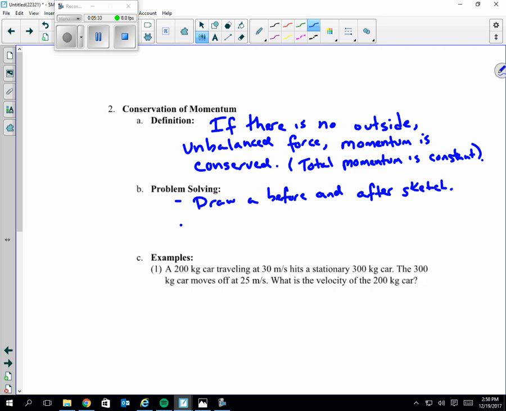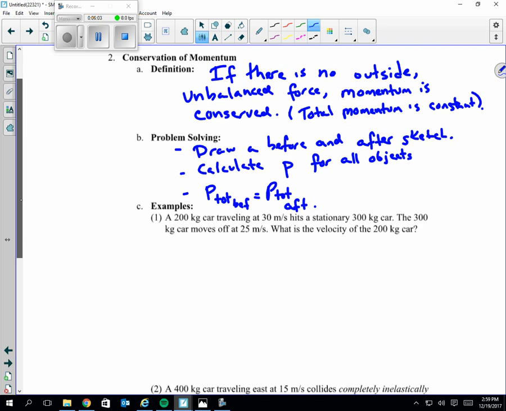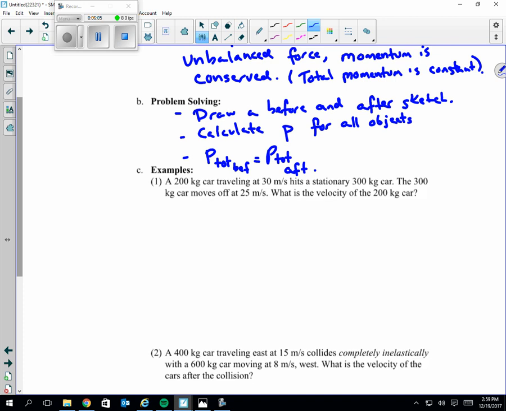Now, instead of calculating potential energy and kinetic energy, we're going to calculate momentum for all objects, and then we're going to do p total before equals p total after. And we're going to find these problems to be fairly straightforward.